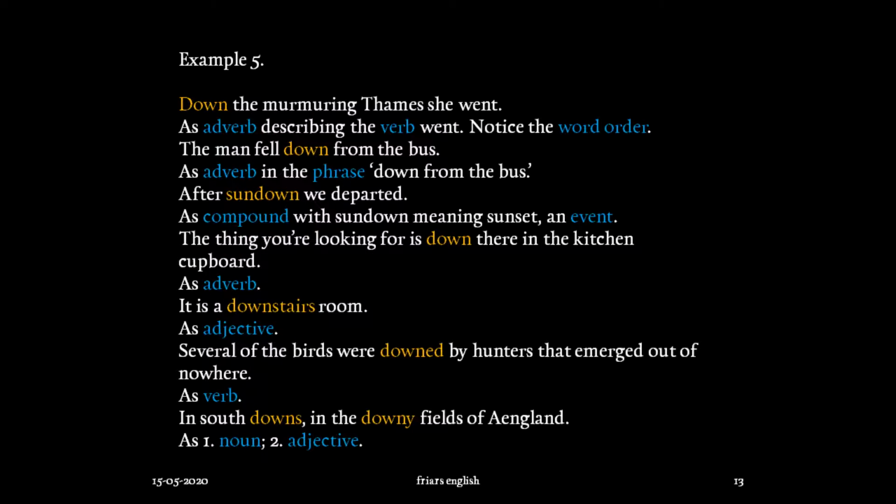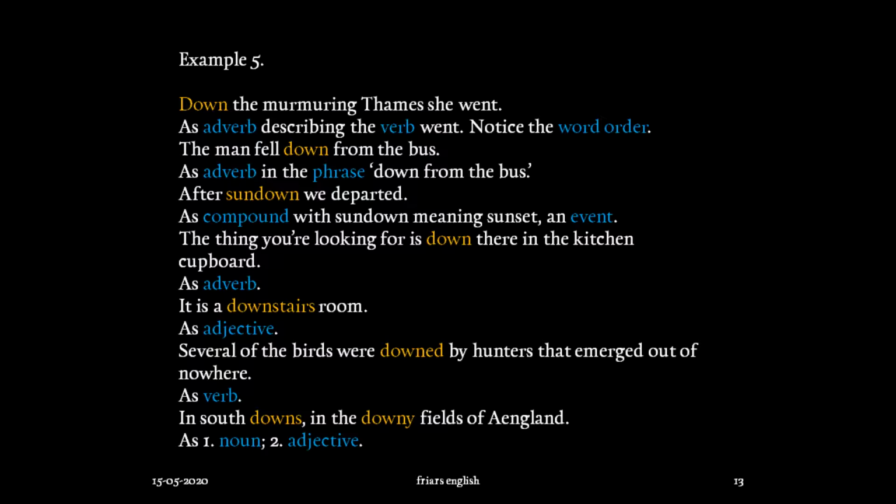Well, let's look at the answers to example 5. Last example of this video. Down the murmuring Thames she went. Here down is simply describing the verb went, therefore it is an adverb. Also, please notice the word order. I'll talk about it in another video. The man fell down from the bus. Since this is a phrase, down from the bus modifies the verb fell, it is an adverb. Down acts as an adverb in the sentence.